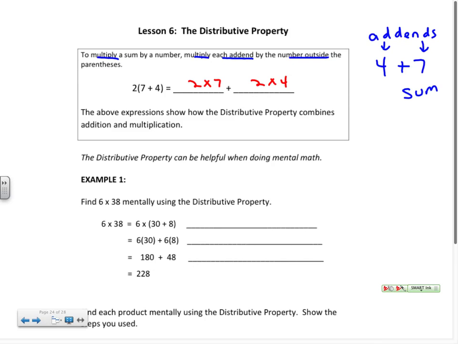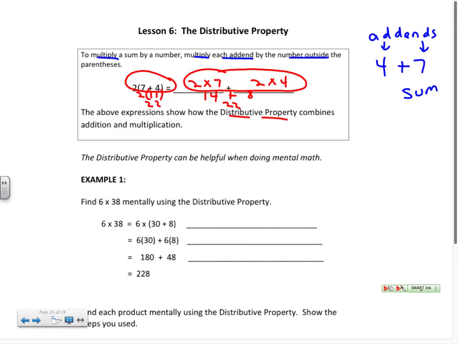Let's look at the left side first. 7 plus 4 is 11. So then we have 2 times 11, which is 22. Let's see if it's equal to what's on the other side of the equal sign. 2 times 7 is 14, plus 2 times 4 is 8, and 14 plus 8 is 22. So either expression, 2 times (7 plus 4) and 2 times 7 plus 2 times 4, are the same thing. We've used the distributive property to combine addition and multiplication.